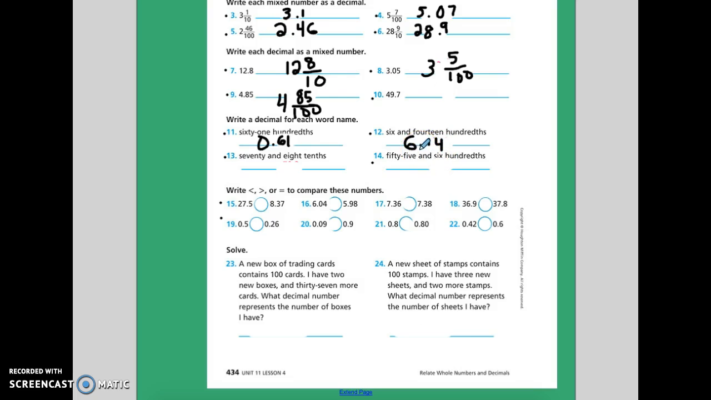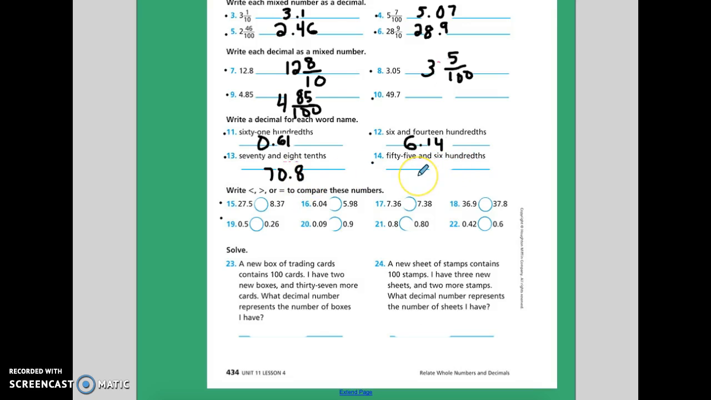Okay, let's try another one. 70 and 8 tenths. So I know my whole number is 70. And if I'm thinking of it as a fraction, it's 8 over 10, right? That's what the fraction would be, but I want to write it in decimals. And I know the tenth spot is right next to my decimal here. So I have 70 and 8 tenths.